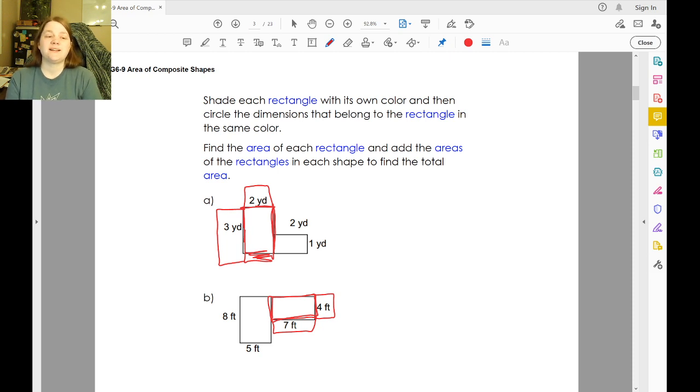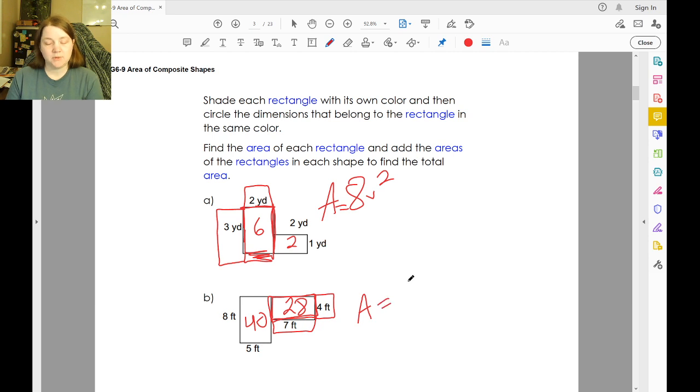So if I want to find the area of these shapes, I'm going to multiply the length times the width, just like normal. 3 times 2 is 6. 2 times 1 is 2. 6 plus 2 is 8. The area is 8 units squared. 8 times 5 is 40. 7 times 4 is 28. And 40 plus 28 is 68 units squared.